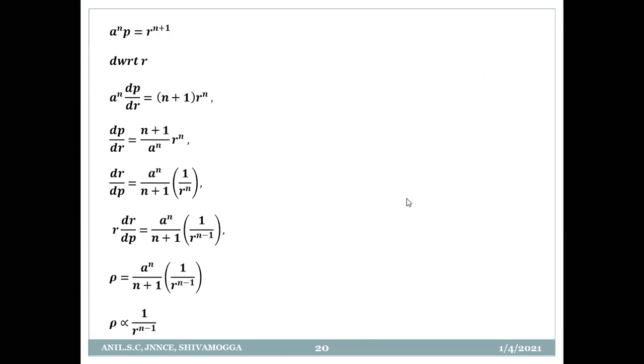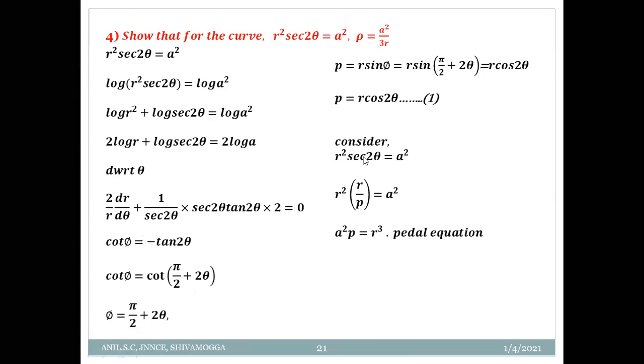It's over. Let's take up one more problem. Show that for the curve r squared sec 2 theta is equal to a squared, rho is equal to a squared divided by 3r.